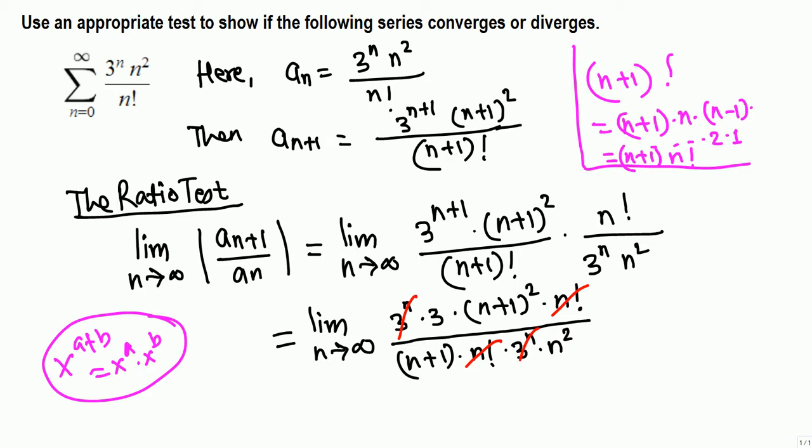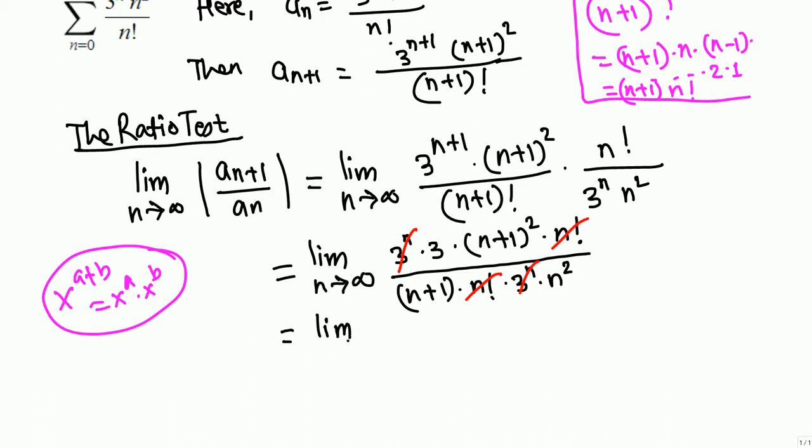Now this is the same as the following limit. The limit as n goes to infinity of what is left: 3 times (n plus 1) quantity squared over, on the bottom, (n plus 1) times n squared. Let's multiply: n squared times n is n cubed, plus n squared times 1, just n squared.